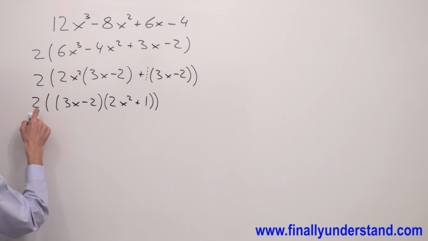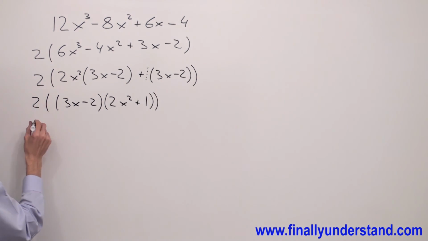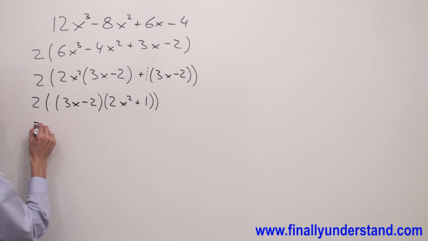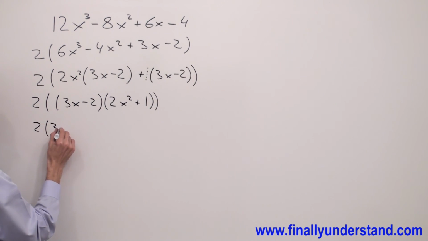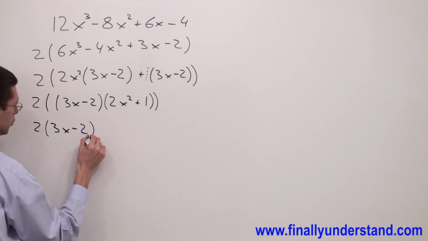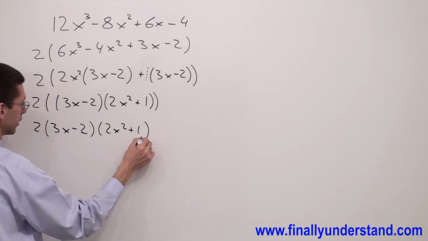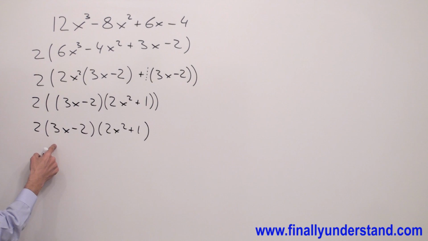Can you rewrite this problem because this is multiplication without these extra parentheses? I'm going to have 2, open parentheses, 3x minus 2, 2x squared plus 1. And this is the solution to my problem.